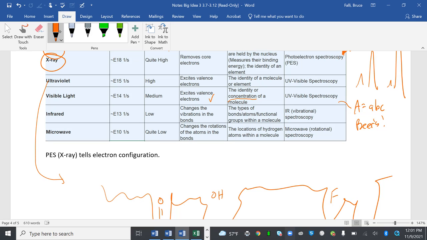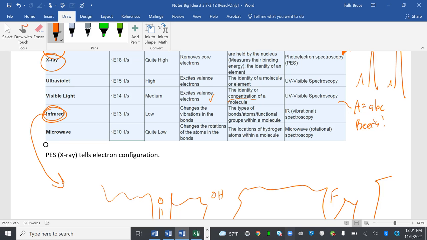Infrared. Oh, man. I pointed to ultraviolet when I meant to point to infrared. I guess I'm not paying close attention. This is my infrared. So infrared has low energy. It changes the vibration of the bonds. Did you guys catch that? This is infrared. I drew an arrow with the wrong one, so I get that for not reading very closely. It tells us the types of bonds, the functional groups within a molecule. It's called IR vibrational spectroscopy.